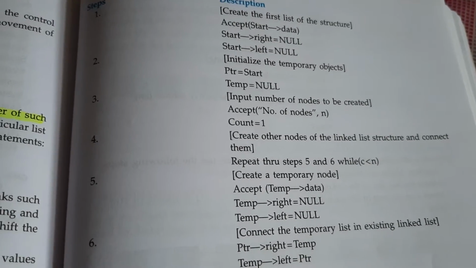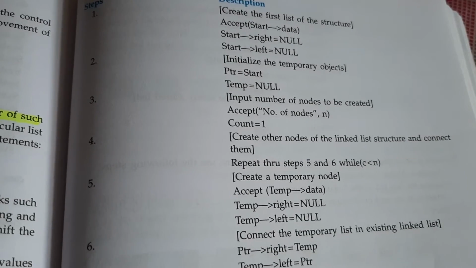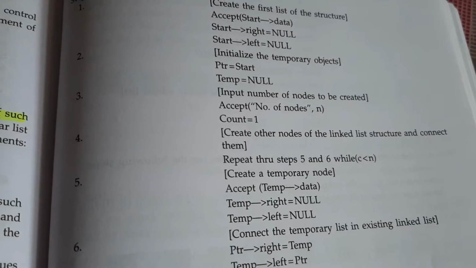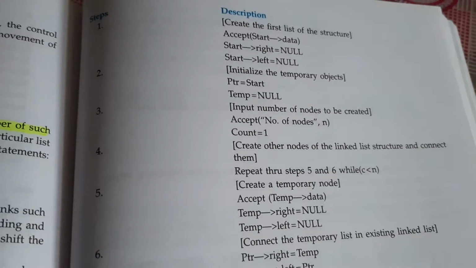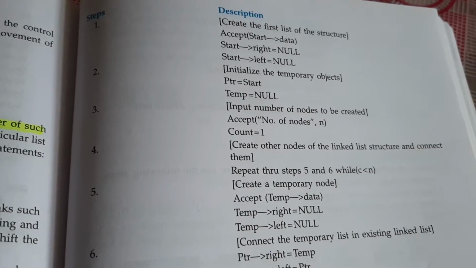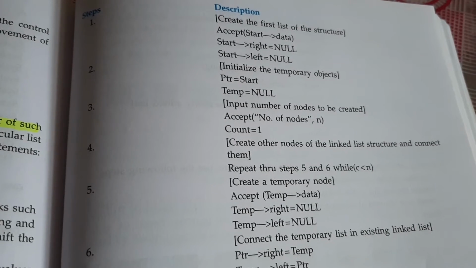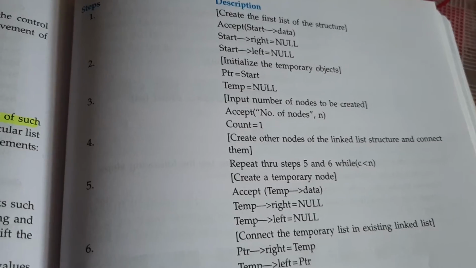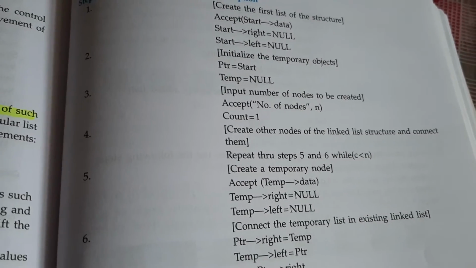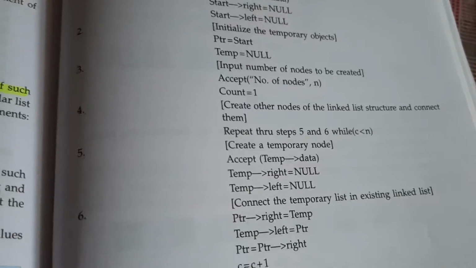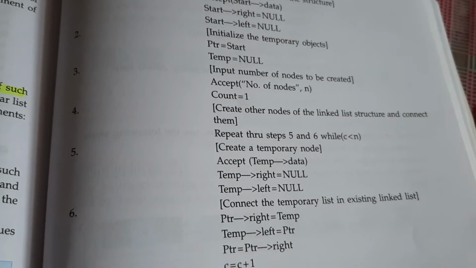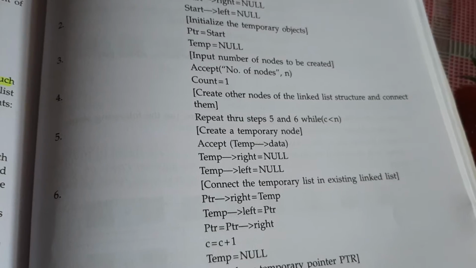Second step, initialize the temporary object. How to create the temporary object? The pointer has to point to the start and then temp equals null. Then input the number of nodes to be created. The number of nodes means how many data items we have to create and link. Then start counting from 1.